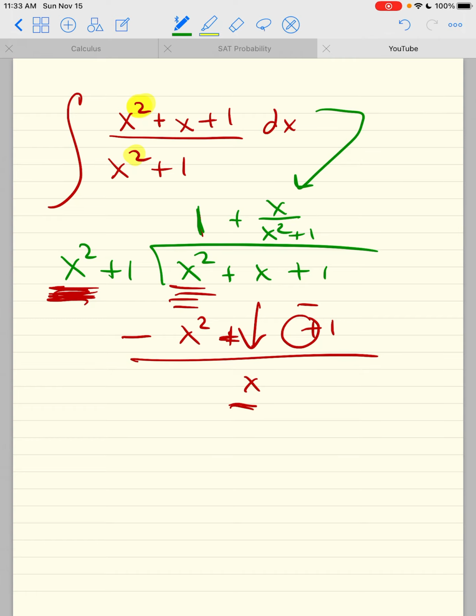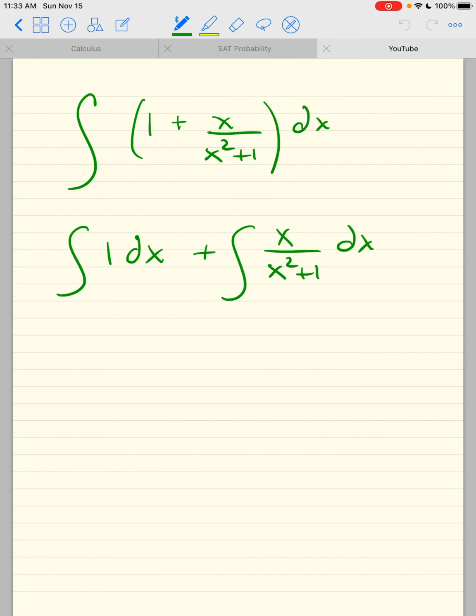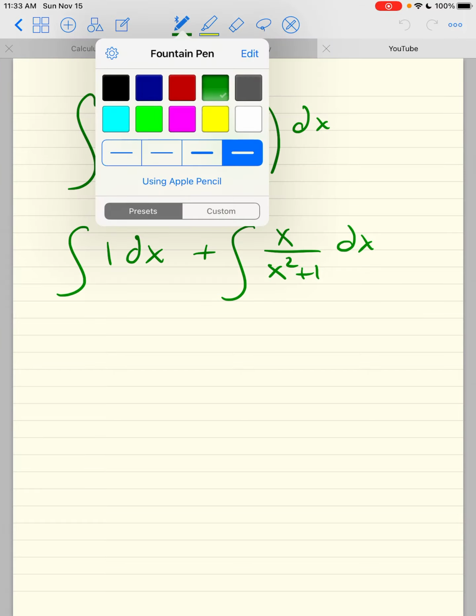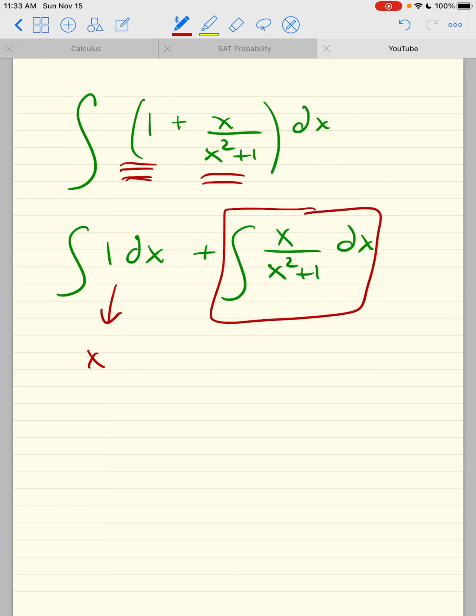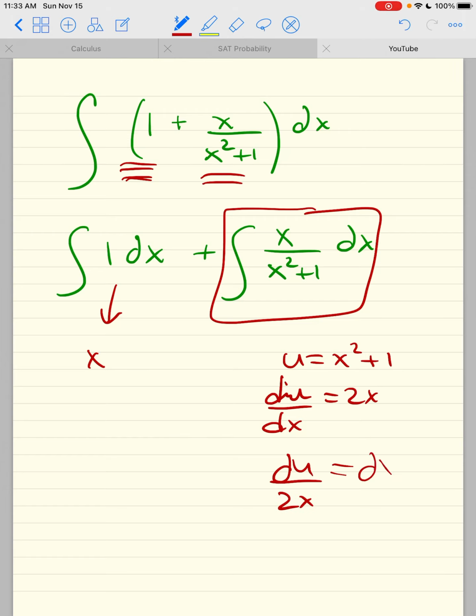So once you do that, you end up integrating. So we know by one of the integral properties that we can separate these. So the integral of 1 dx is x. This here now differs by 1, where the denominator is 1 higher. So you have to do a u sub here. Okay, so that's that. And then you're going to do du over 2x equals dx.